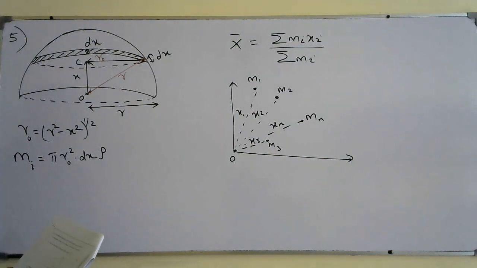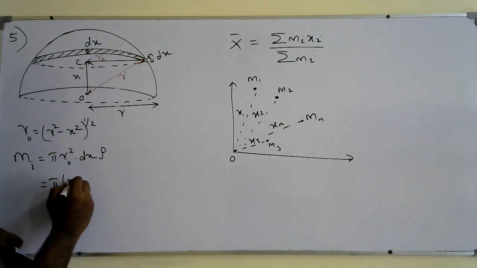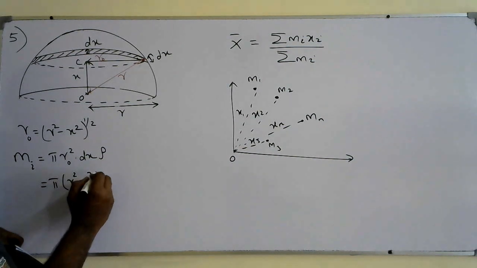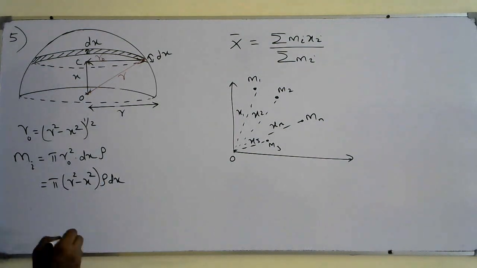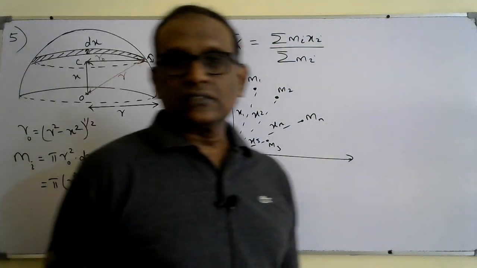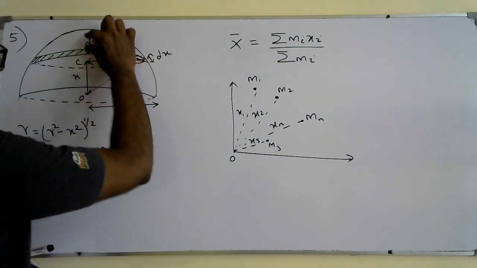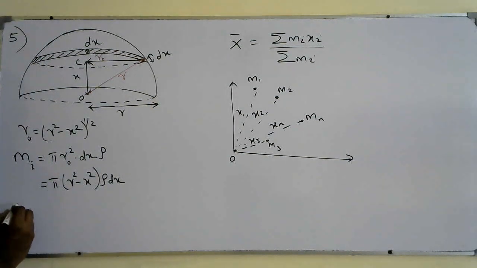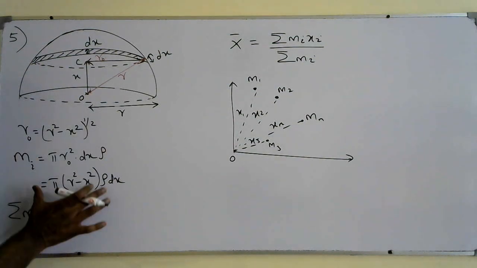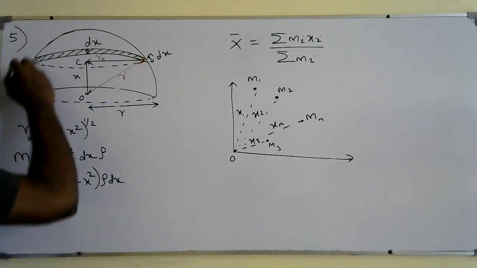Okay, so that could be written as pi (R squared minus x squared) rho dx. That is the mass of that disk. Okay, so you know that the total mass of several disks, when I add, that will become the mass of the hemisphere. So that is sigma mi. I need sigma mi, which means if I add several disks like this, by definition sigma mi is the total mass of the hemisphere.